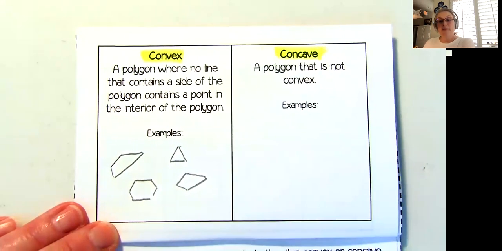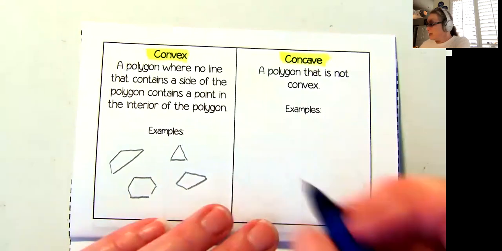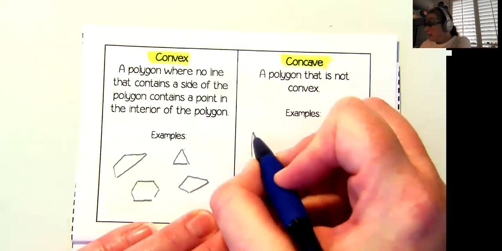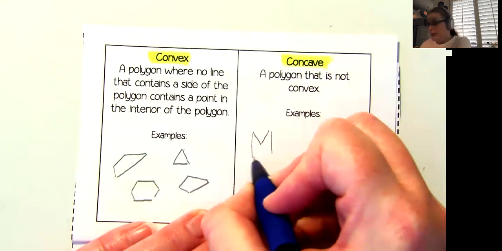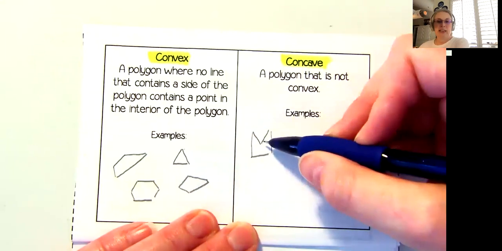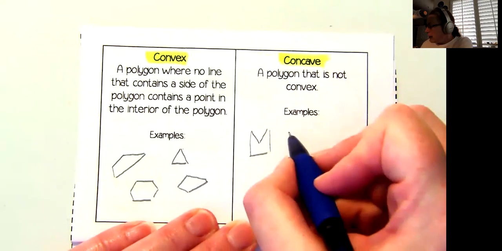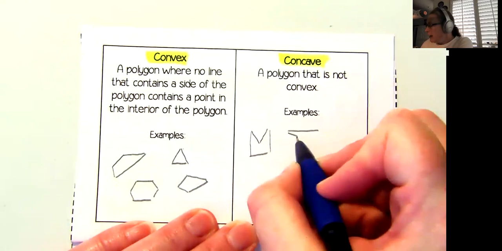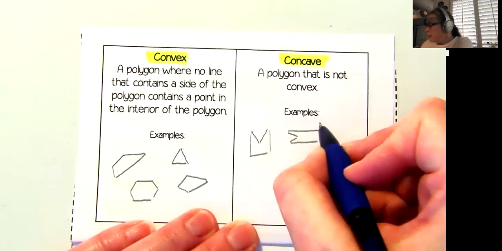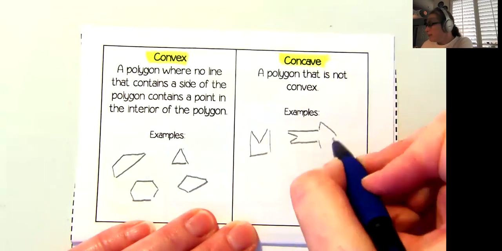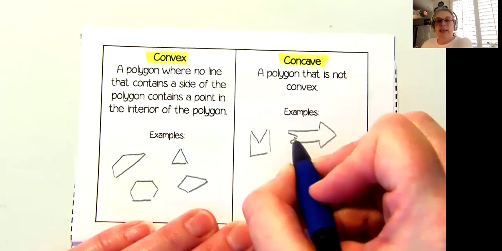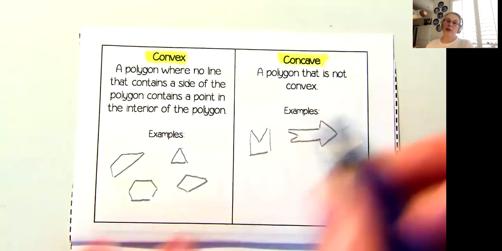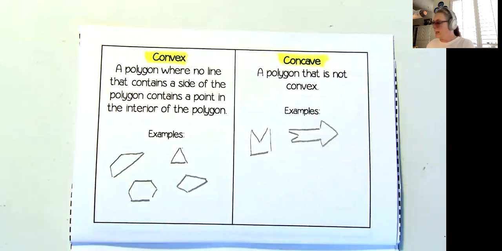Now, concave means it's not convex. You can tell because somewhere it's caving into the shape. You see how this is caving into the shape. Something like this is what we call concave. So anywhere you see that caving into the shape, we call it concave.